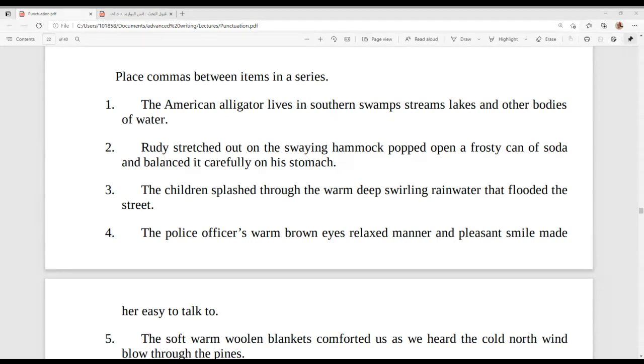The children splashed through the warm, deep, swirling rainwater that flooded the street. Yeah. Warm, comma, deep, comma, swirling rainwater. Yes. The police officer's warm brown eyes, relaxed manner, and unpleasant smile made her easy to talk to. Eyes, her brown eyes, relaxed manner.